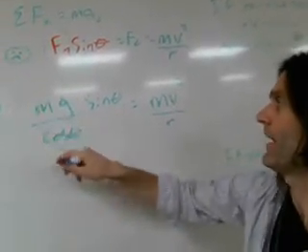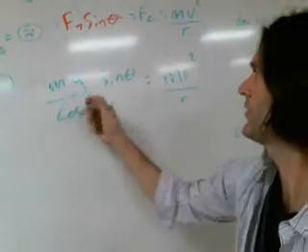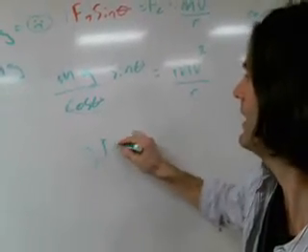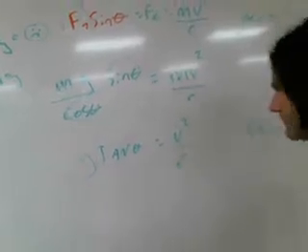And it doesn't matter if this is a larger kind of van or truck or a small little motorcycle, doesn't matter. We get to cancel the masses. So this is g tan theta is equal to v squared over r.